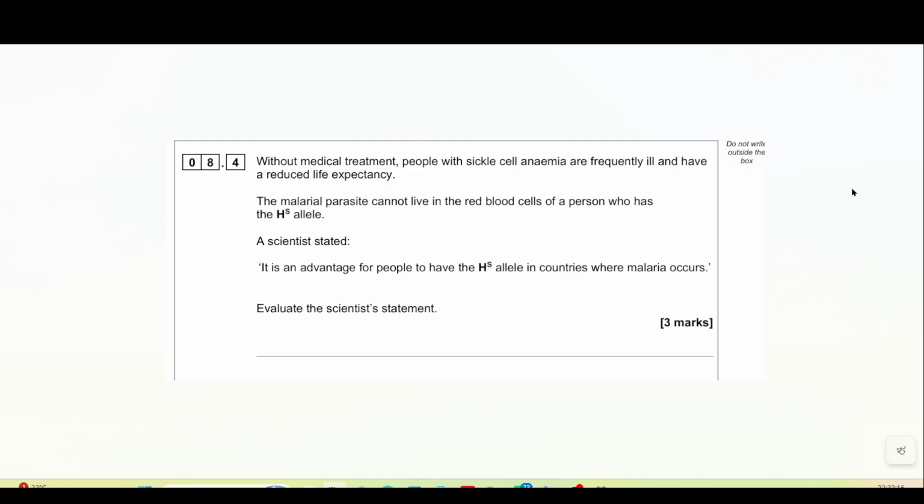So to evaluate the scientist's statement that having the HS allele is an advantage in countries where malaria occurs, we must consider both the protection it offers and the risk also. So basically, first you will write advantages, and then disadvantages. So advantages are that it is malaria resistance, okay, malaria resistance.